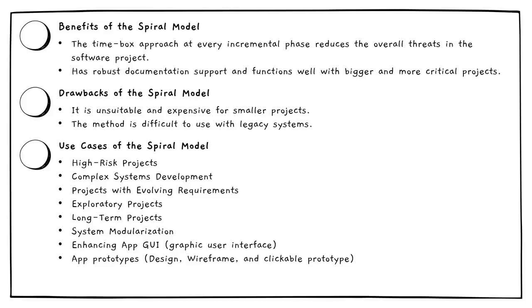Use cases of the spiral model. High-risk projects, complex systems development, projects with evolving requirements, exploratory projects, long-term projects, system modularization, enhancing app GUI, graphic user interface, app prototypes, design, wireframe, and clickable prototype.